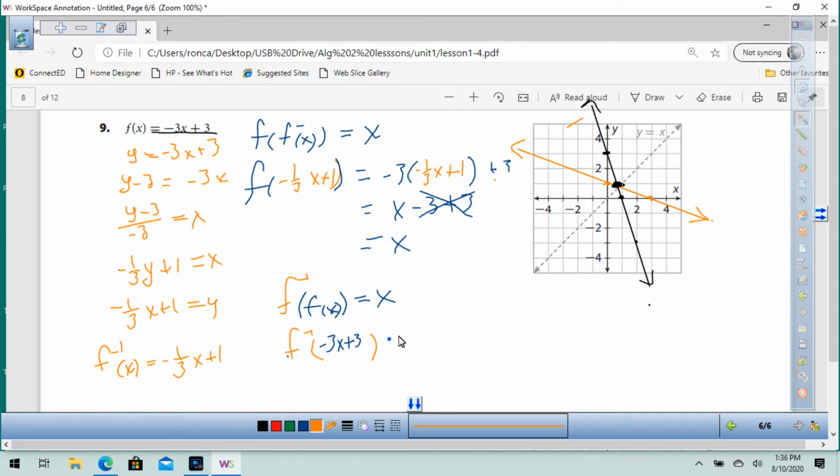So what do we got? Equals negative 1/3 x plus 1. And I'm going to put this negative 3x plus 3 in there. Negative 1/3 times negative 3x is just positive x. Negative 1/3 times 3 is negative 1, and then plus 1. And those two cancel out, and we are left with x. So they are inverses of each other. Sometimes you will find one to be the inverse of the other, but the other not to be an inverse of the first. It happens.